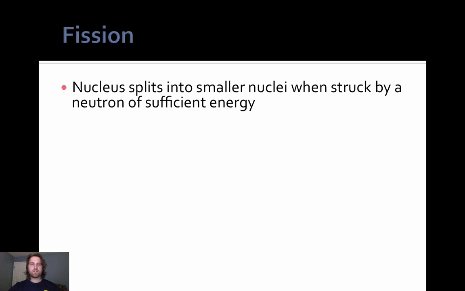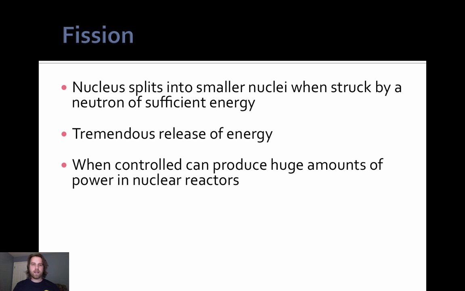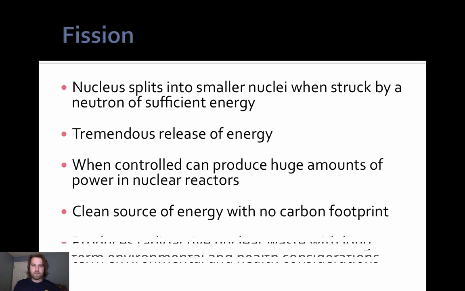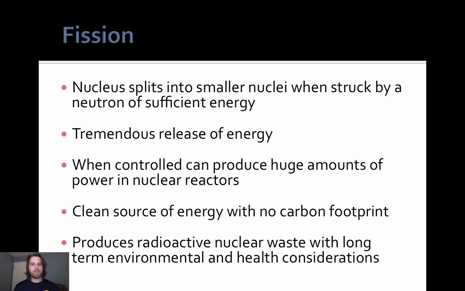Fission is the splitting of a nucleus into smaller nuclei when the nucleus is struck by a neutron that has enough energy. When the splitting of this nucleus happens, there's a lot of energy released. We can actually control fission reactions right now in our nuclear power plants that you see around the country. And it's actually a pretty clean source of energy with no carbon footprint. The only issue is that it produces tremendous amounts of radioactive waste, and there are definitely some long-term environmental and health considerations there. So fission: clean, but the waste is actually kind of dirty.